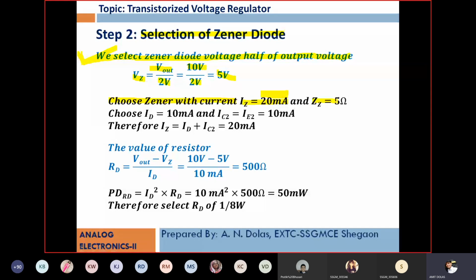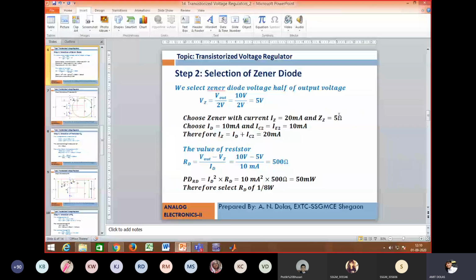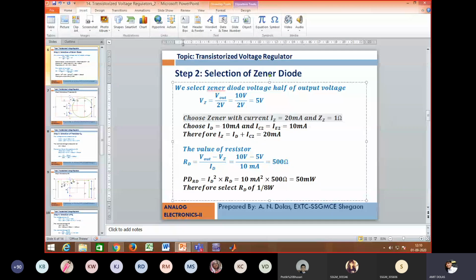And Zener resistance, we have 10. Zener resistance is 10 ohm in the problem, not 5 ohm. So Zener resistance is 10 ohm. Therefore, what will happen?